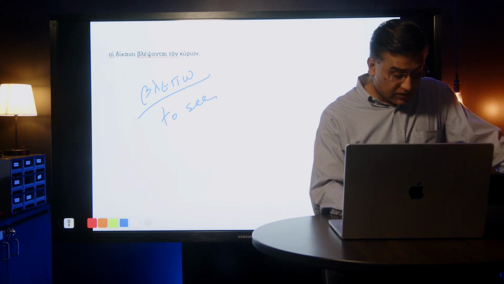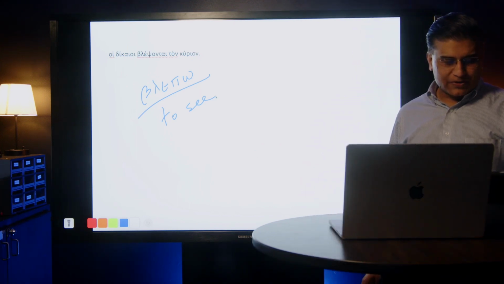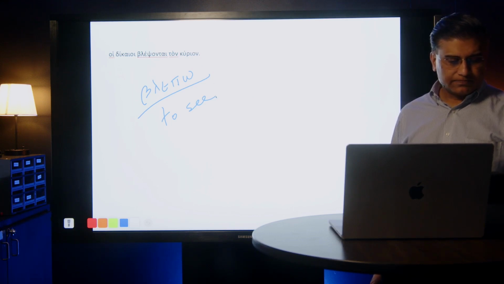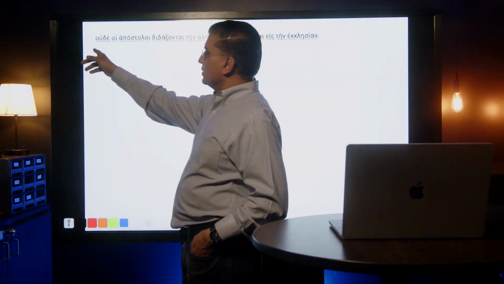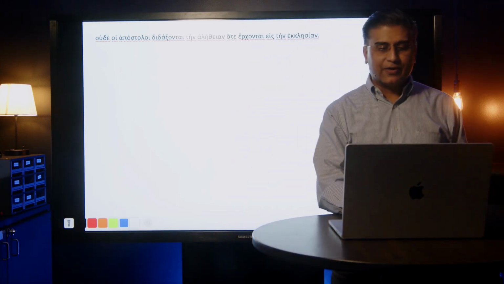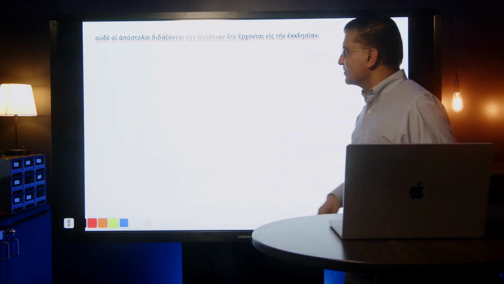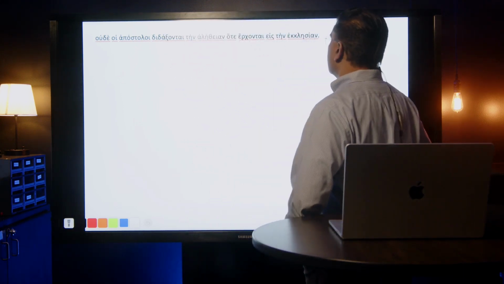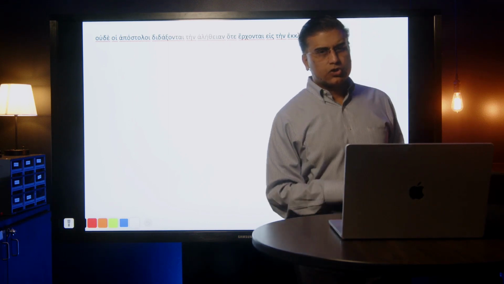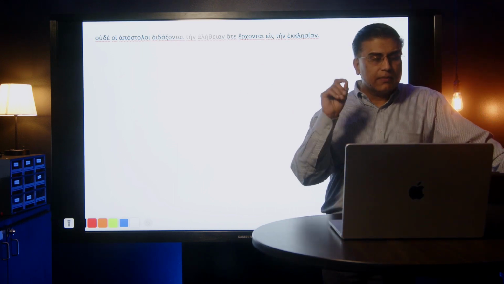Let's do number 11. It's a long statement, but let's tackle these big ones, because if we can get the big ones, hopefully a lot of different things are being covered in them. So here's the big one. Oude, it should right there from the get-go kind of alert you of the not, okay? Oude hoi apostoloi didaxontai ten aletheian hote erchontai eis ten ekklesian. So, not even, okay? So, we're dealing with not even the apostles.